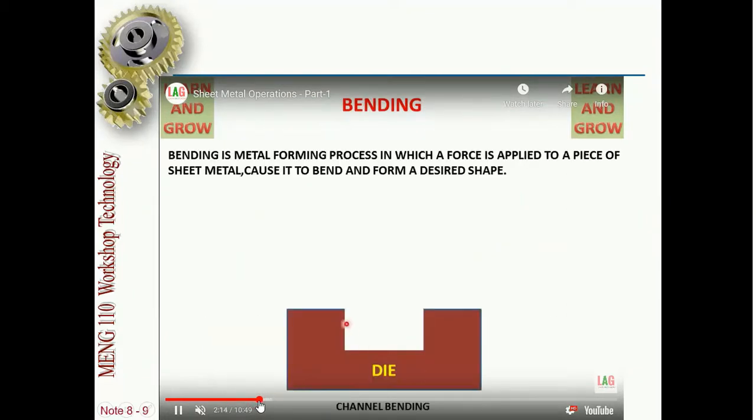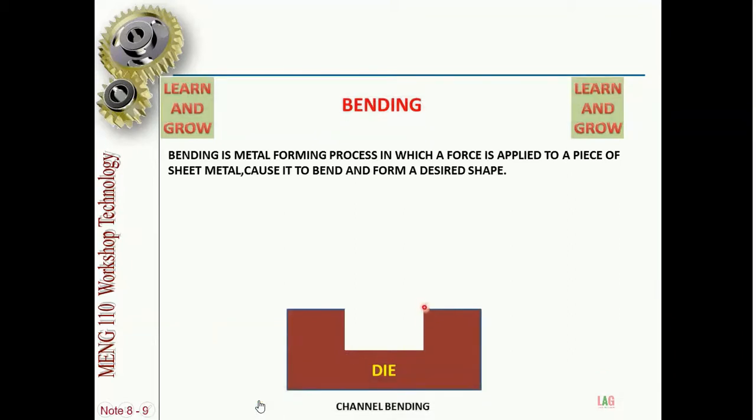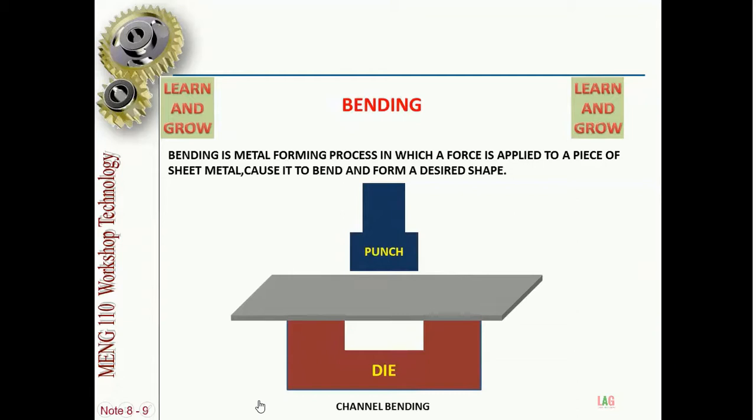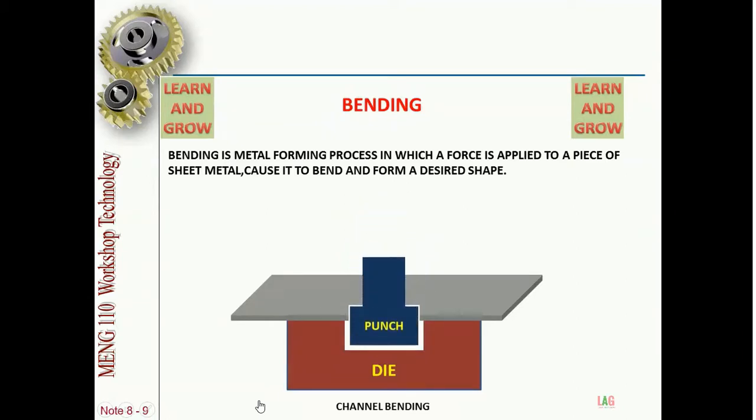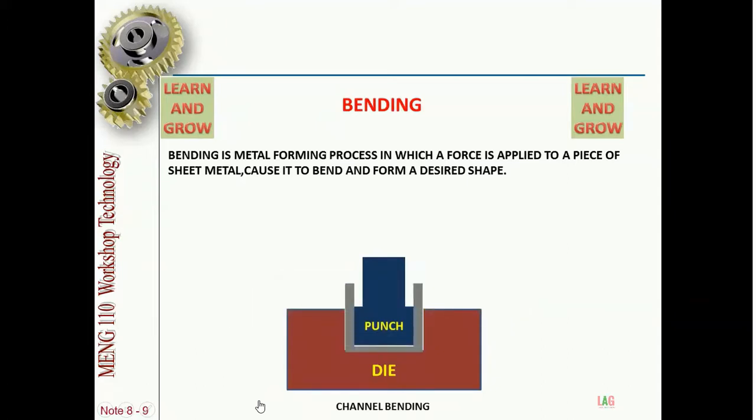Now see the bending. This is the die with the required cavity. The sheet metal will be kept on the die. This is the punch which will go inside the die. So this is the sheet metal cap. Now the punch will come down and bend the sheet to the required shape. So this way we'll get the final product. After bending, the sheet metal will take such a type of shape.